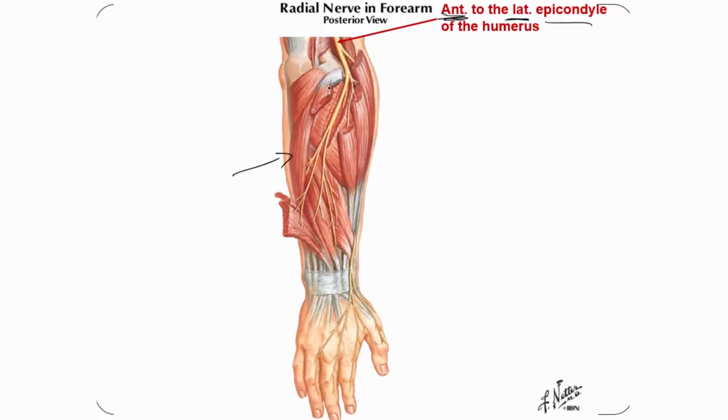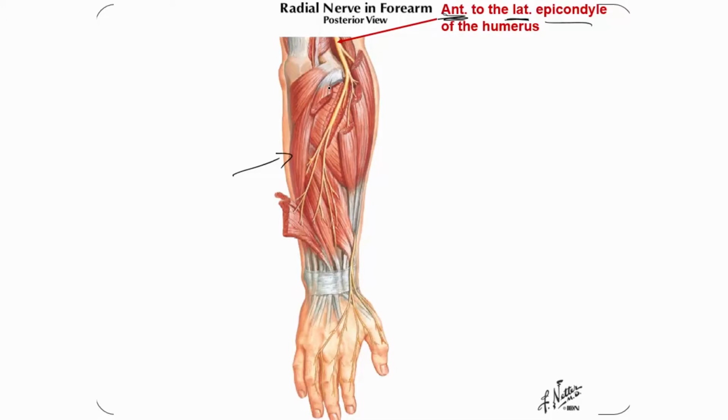So it can be compressed in the axilla. It can be damaged with mid-shaft humeral fractures. It can be damaged with fractures of the lateral epicondyle, which brings us down to this level.